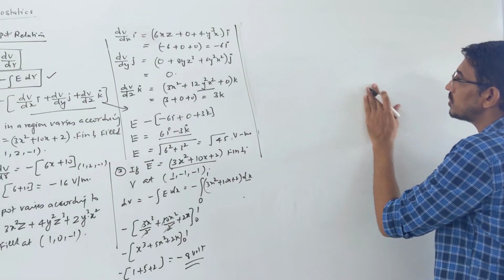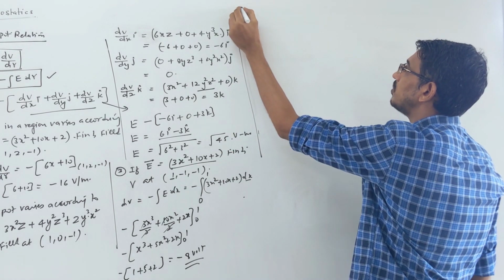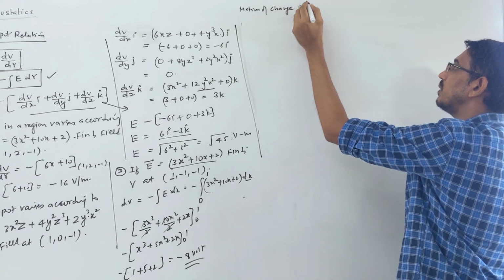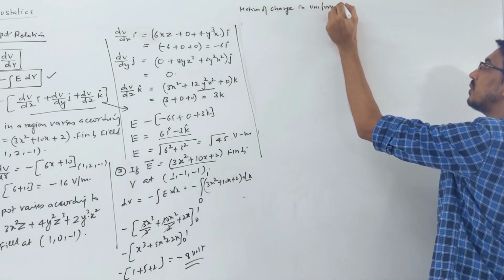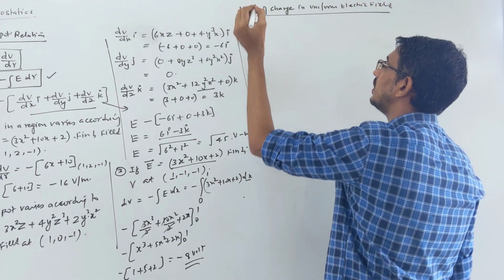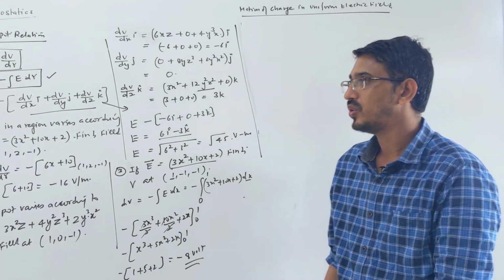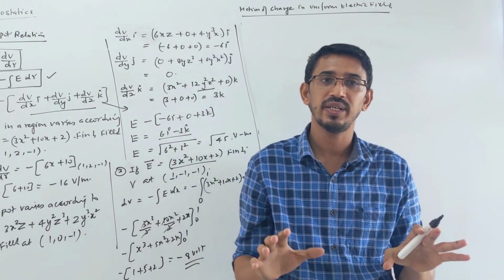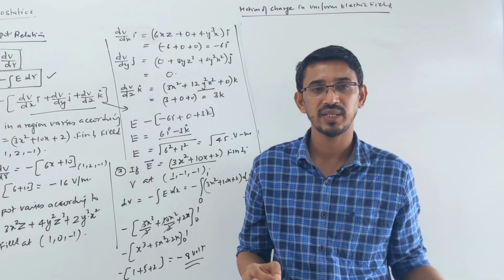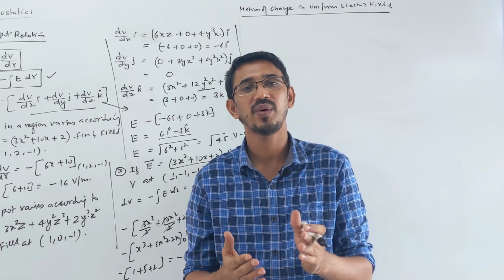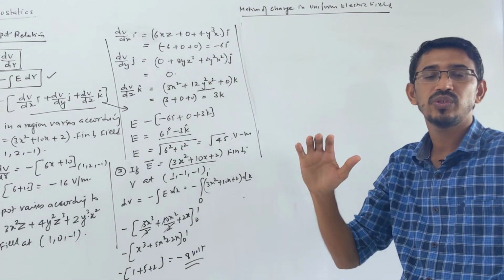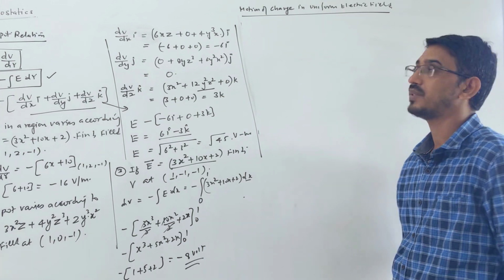Then, one small point they ask: motion of charge in a uniform electric field. Let us discuss this. When a charge moves through a uniform magnetic field, we have learned how it moves. It can move in a straight line, in a circular path, or in a helical path, depending upon the angle between the velocity and the field. Exactly the same way we have to do here: a charge is moving through a uniform electric field, then what will happen? So look here.